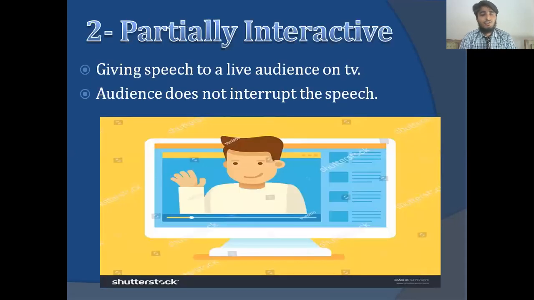The second one is partially interactive: giving a speech to a live audience or on TV. The audience doesn't interrupt the speech. In this type, we can say there is one-sided interaction. For example, Prime Minister Imran Khan gives a live speech to the public of Pakistan. That is partially interactive because it is one-way interaction, and we can't interrupt the speech or ask a question while he is speaking.